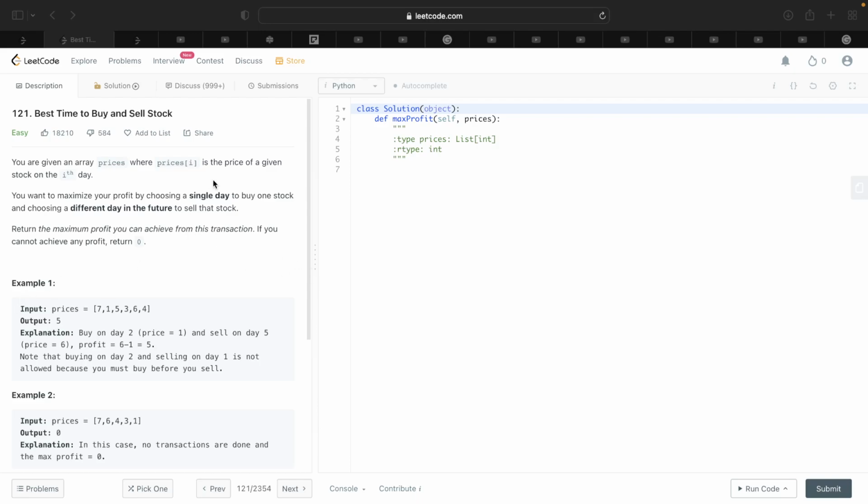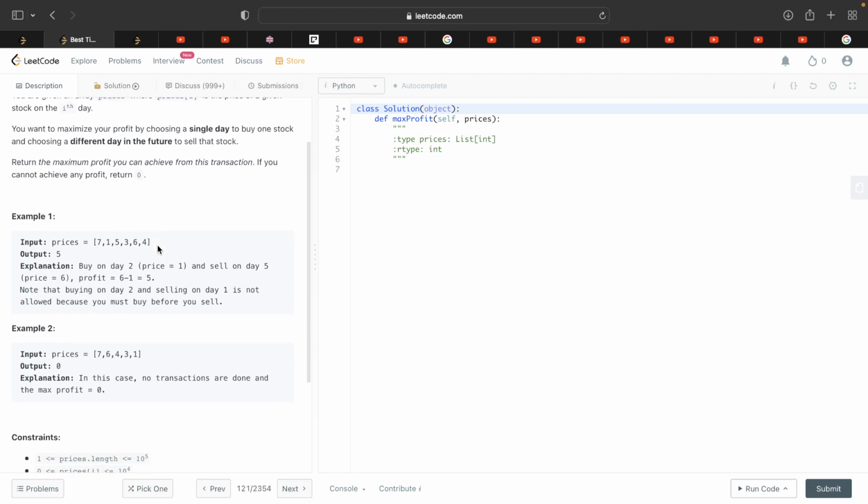Okay, we're going to be doing LeetCode 121, Best Time to Buy and Sell Stock. You're given an array called prices, where prices[i] is the price of a given stock on the ith day. You want to maximize your profit by choosing a single day to buy one stock and choosing a different day in the future to sell that stock. Return the maximum profit you can achieve from this transaction. If you cannot achieve any profit, return 0.